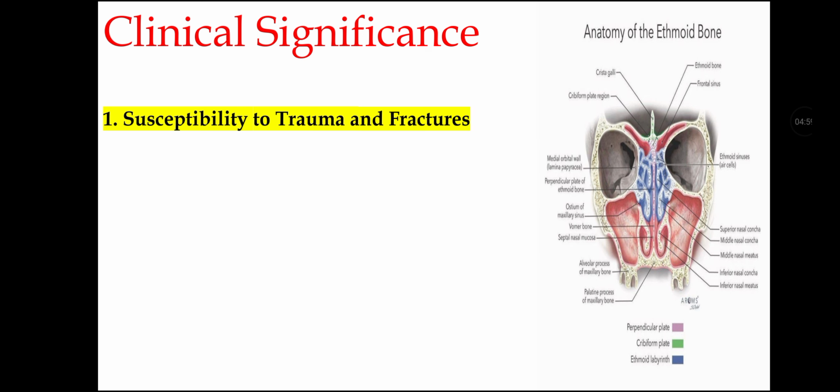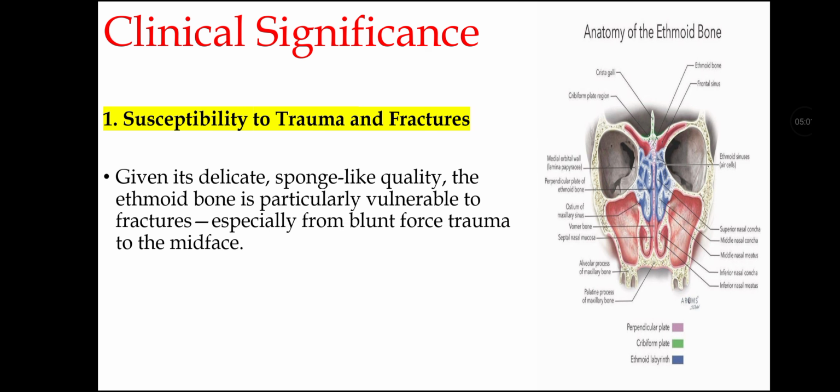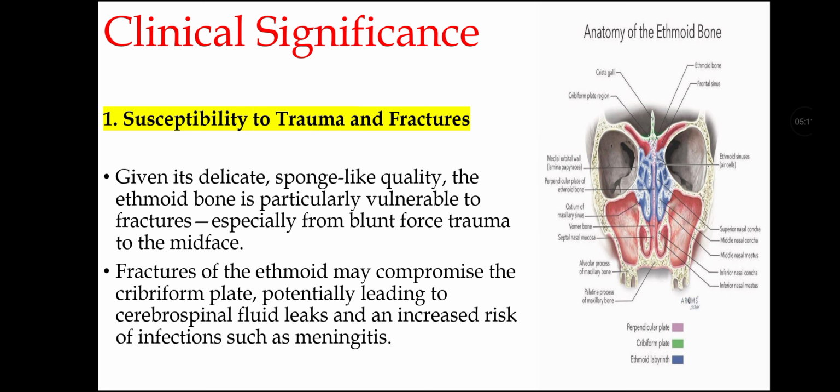Next, we will talk about clinical significance, as it has susceptibility to trauma and fracture. Given its delicate sponge-like quality, the ethmoid bone is particularly vulnerable to fracture, especially from blunt force trauma to the mid-face. Fractures of the ethmoid bone may compromise the cribriform plate, potentially leading to CSF leakage and increased risk of infections such as meningitis.